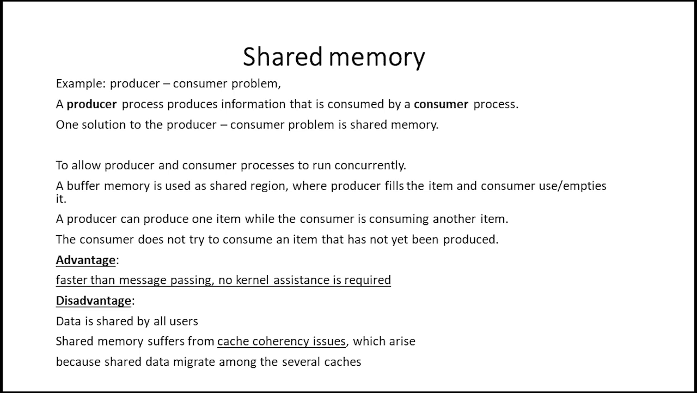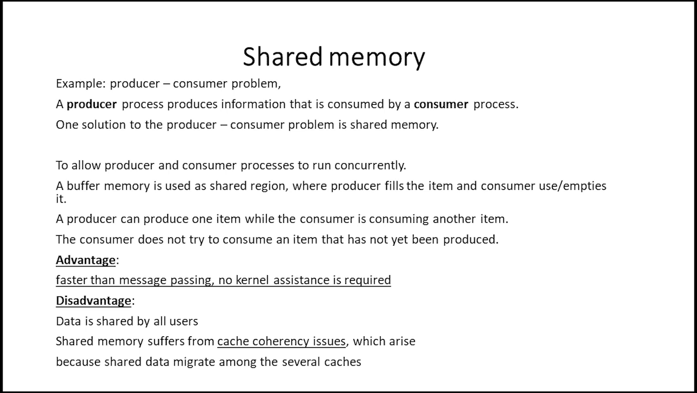The advantage of shared memory is that it is faster than message passing. No kernel assistance is required. The disadvantage of shared memory is that data is shared by all users. Shared memory suffers from cache coherence issues, which arise because shared data migrates among several caches. There are two types of buffering: unbounded buffer and bounded buffer. In the case of an unbounded buffer, there is no limit on the size of the buffer. In the case of a bounded buffer, there is a fixed buffer size.